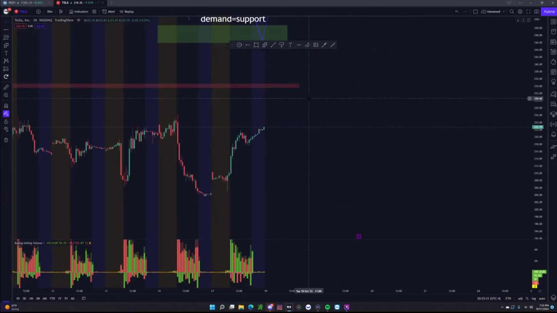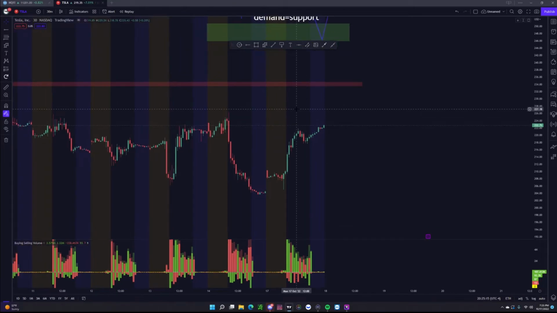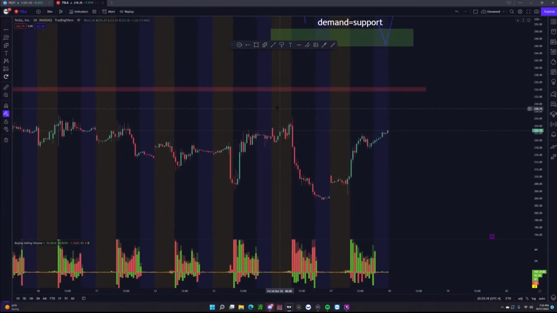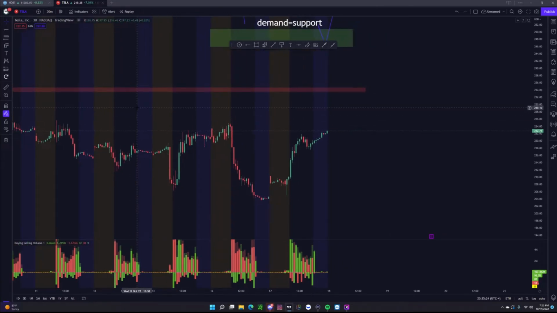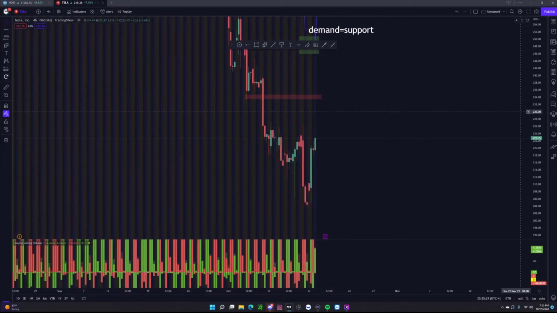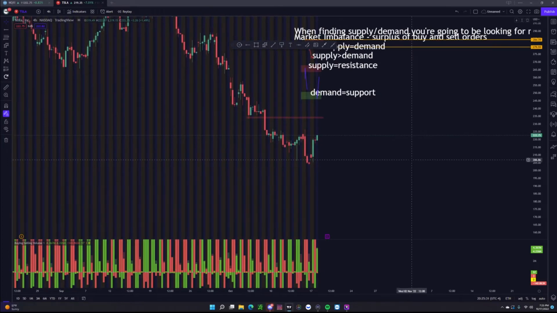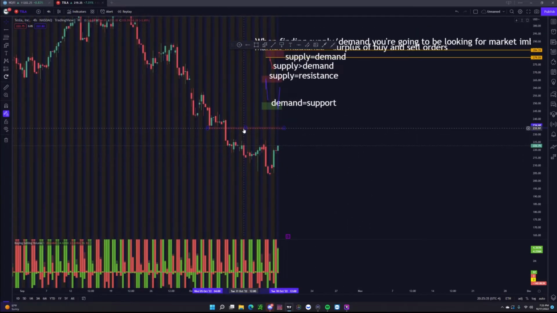So let's show you a real scenario on this. So as you can see here, when I draw the supply and demand areas, I normally start on the 30-minute. Now, you can go much higher than that. You most definitely can go much higher than that. But I like to go to the 30-minute just because it's a smaller time frame and we are day traders.